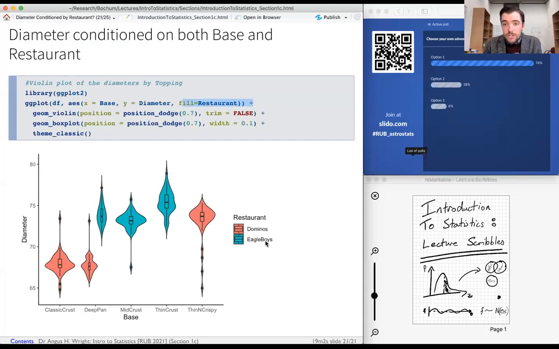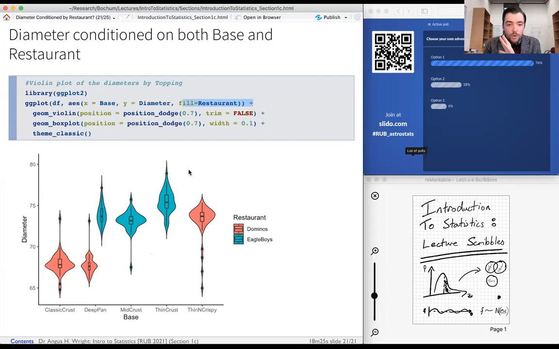And all of a sudden, the origin of the bimodality we were seeing is clear. When we conditioned the diameter on base and looked at the deep pan, there was a clear bimodality. It turns out that bimodality is driven by restaurant. If you order a deep pan pizza from Domino's, that pizza is going to be of order 8 centimeters smaller than the same pizza ordered at Eagle Boys.